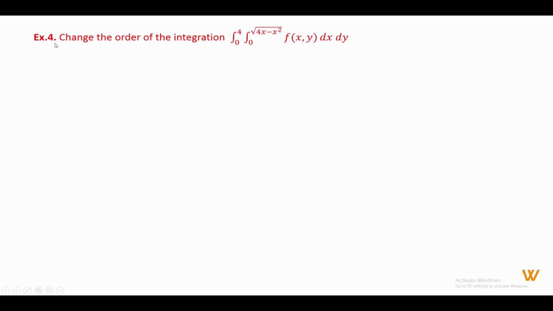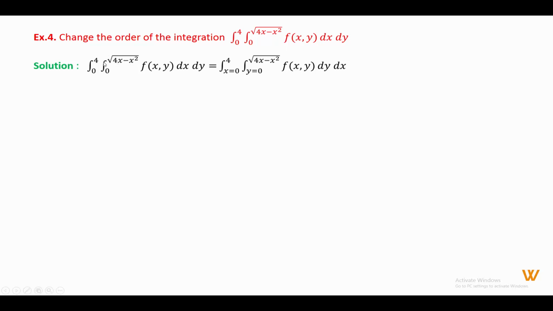Next, example number 4. Change the order of integration. First integration limit 0 to 4. Second integration limit 0 to square root 4x minus x square, f of xy dx dy. First check the proper order. Given integration is integration limit 0 to 4, integration limit 0 to square root 4x minus x square, f of xy dx dy. In the second integration, the limit is in terms of x. So this is the value of y.